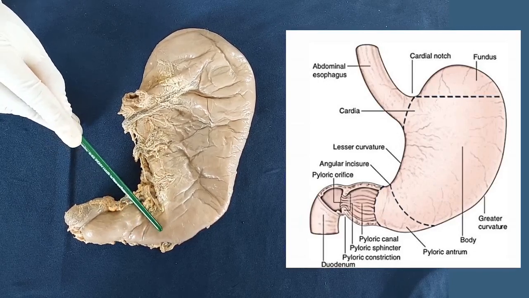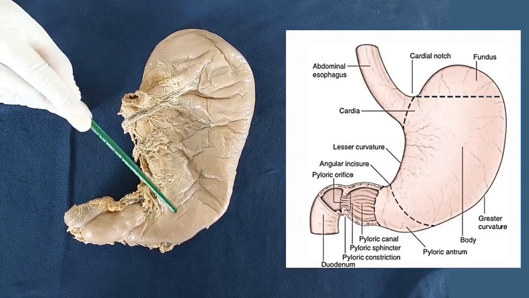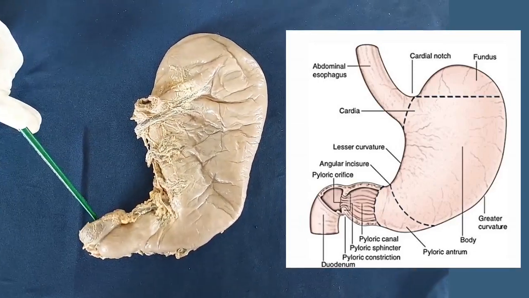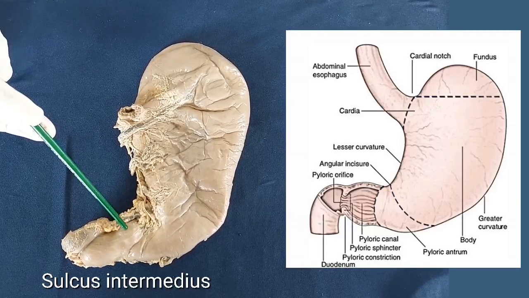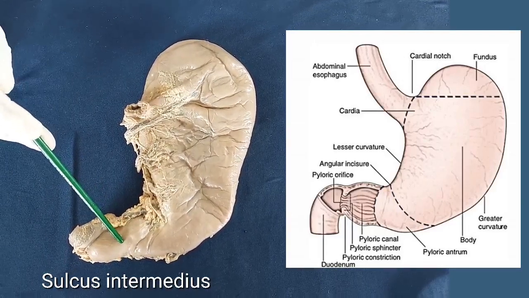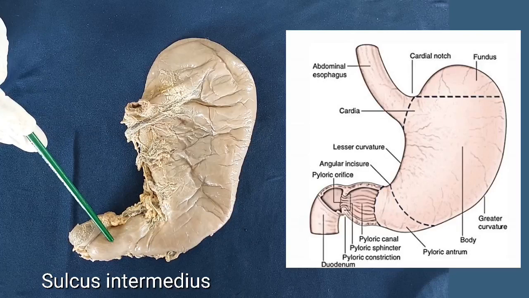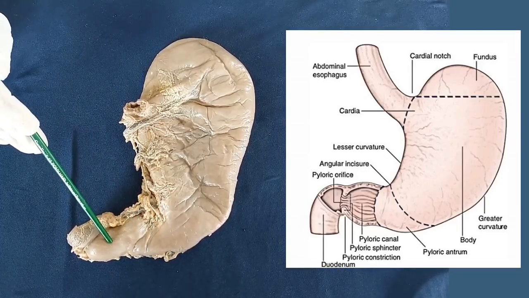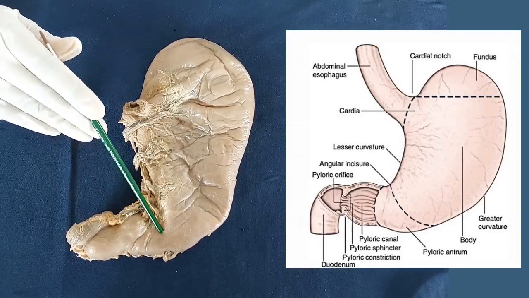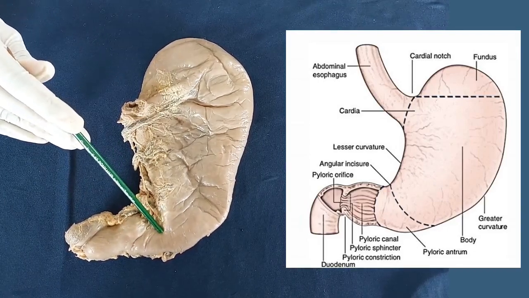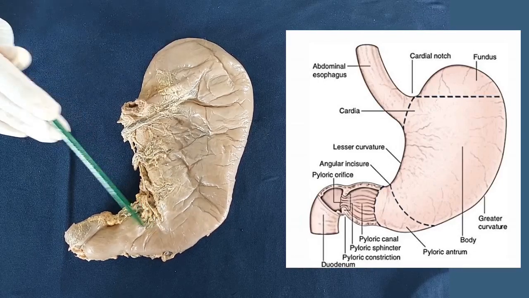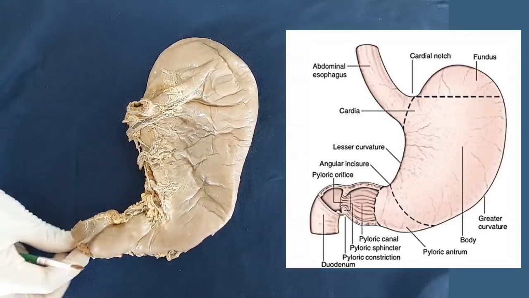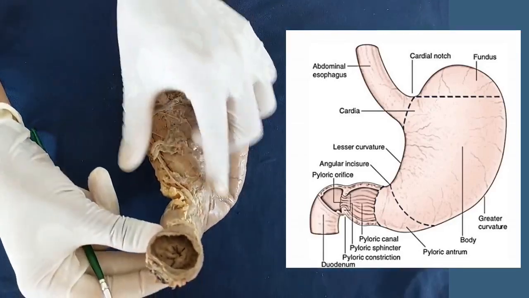Next is the pyloric part, which is subdivided into the pyloric antrum, pyloric canal, and the pyloric orifice. A sulcus intermedius intervenes between the pyloric antrum and the pyloric canal. The average length of the pyloric part is 10 cm, out of which the pyloric antrum consists of 7.5 cm, and the pyloric canal is about 2.5 cm. And this is the pyloric orifice.